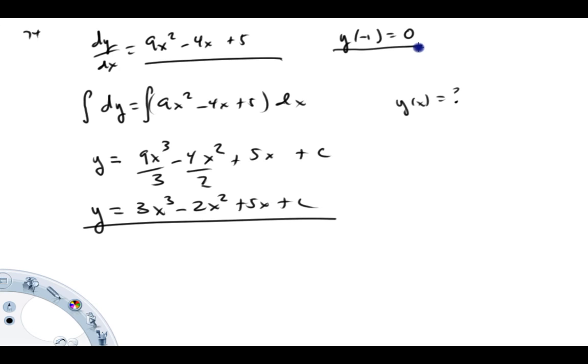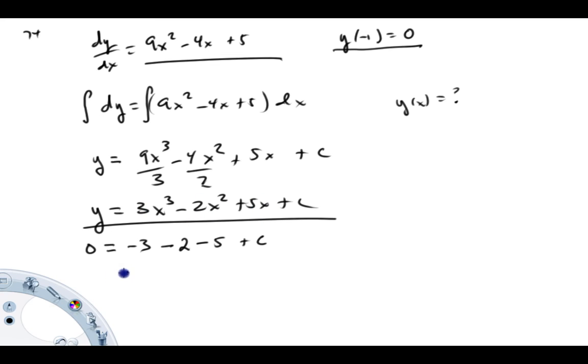So the condition we're given: when x is negative 1, y has to be 0. So I'm going to go ahead and put a 0 here. Now if I put a negative 1 here, this term is going to be minus 3. If we put negative 1 here and square it, that's plus 1, so that term is just going to be a negative 2. If I put a negative 1 here, that's going to be minus 5, and then plus c. So this line is coming from putting negative 1 here, here, and here.